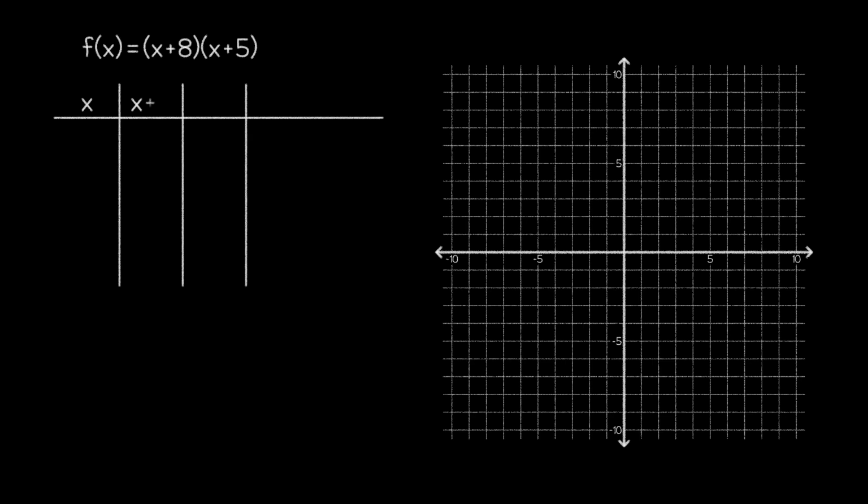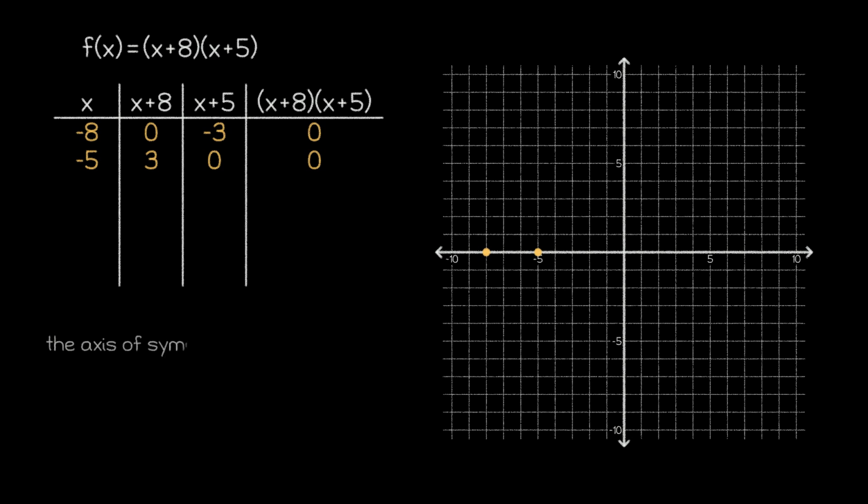For another example of this process, let's look at this function. Here, our zeros will be -8 and -5. Then, we could determine the location of the axis of symmetry mentally, but if we want to formalize that process a bit, we just need to take the average of our zeros. This involves adding our zeros and dividing by 2, which gives us the value of x for our axis of symmetry.